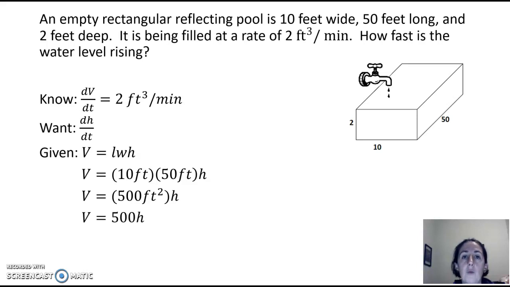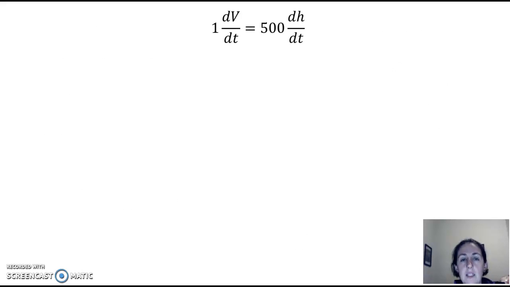So I want to know the rate at which this is all changing with respect to time. So I'll differentiate both sides with respect to t. The derivative of V with respect to t will be 1 dV/dt, and the derivative of 500H with respect to t will be 500 dH/dt. And so I'm looking for dH/dt, so I'll divide both sides by 500.